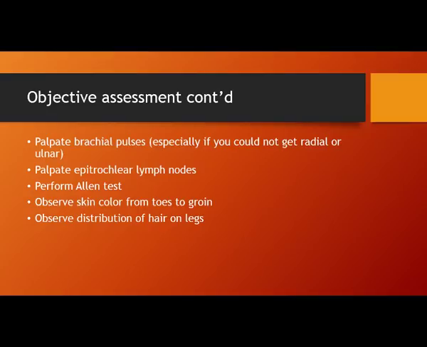Now, after you've done that, observe skin color from toes to the groin, and observe the distribution of hair on the legs. As we'll see, hair loss particularly happens when you have arterial problems, when you have arterial insufficiency of the legs.